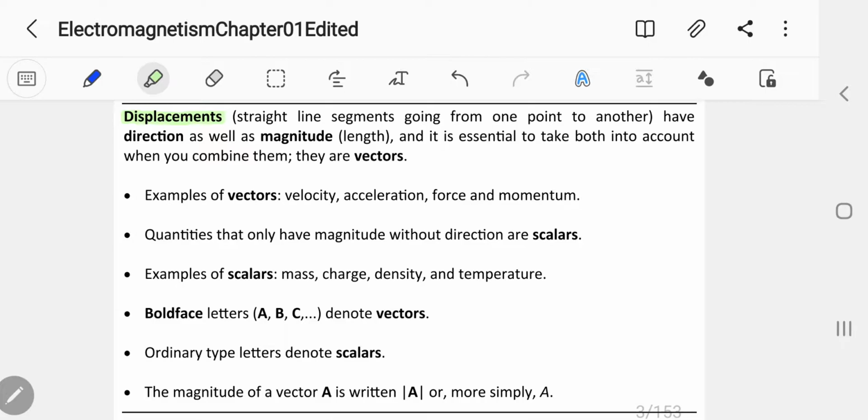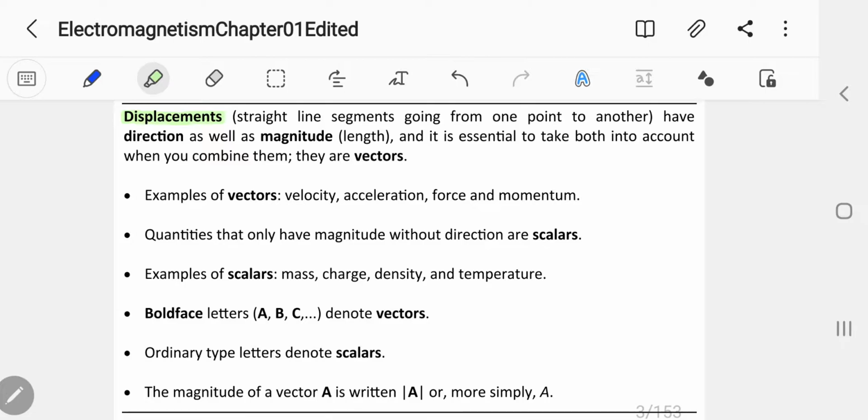If you're going in the positive x-axis, you are in the direction i. If you're going in the negative x-axis, you're in the direction negative i. For positive y, you have positive j, and if you're going down, that's negative j. Going towards you is positive k, and going away from you is negative k. That's for the z-axis.